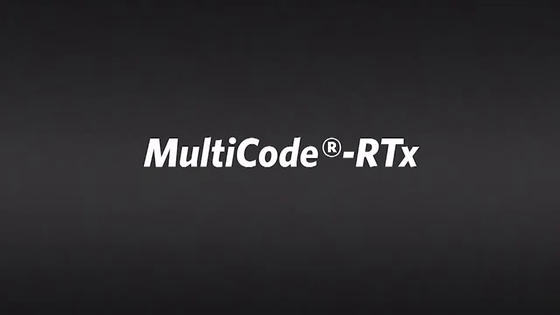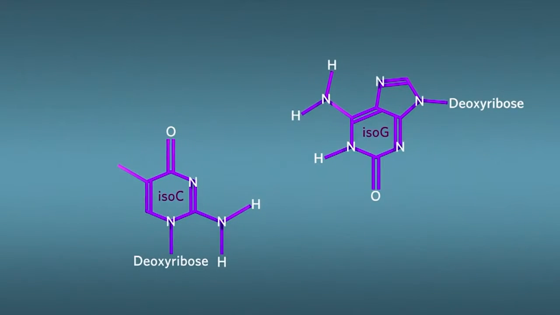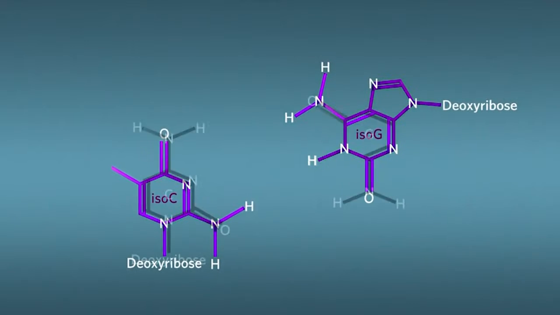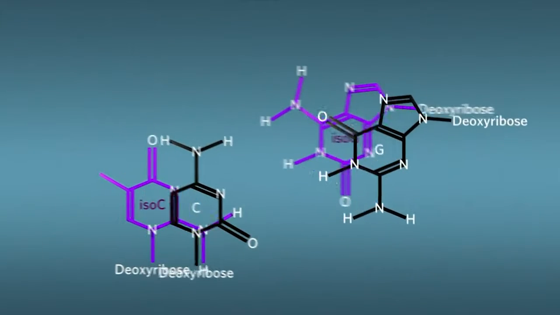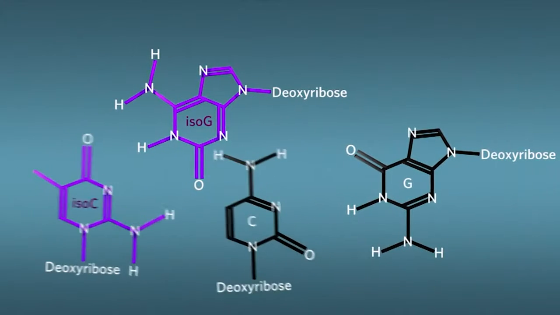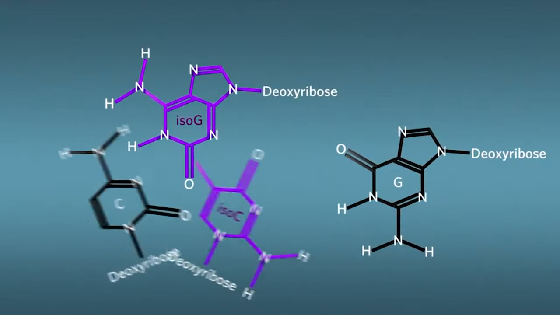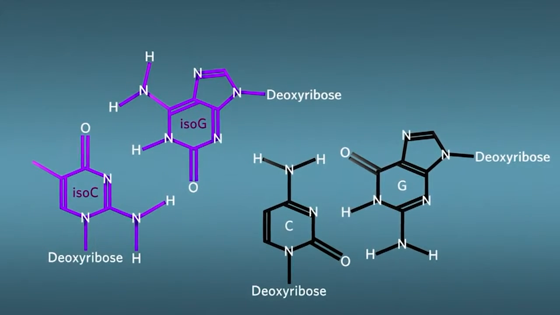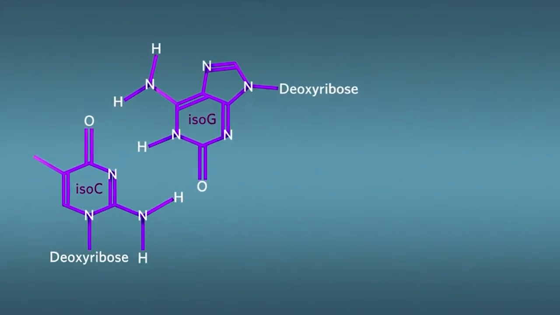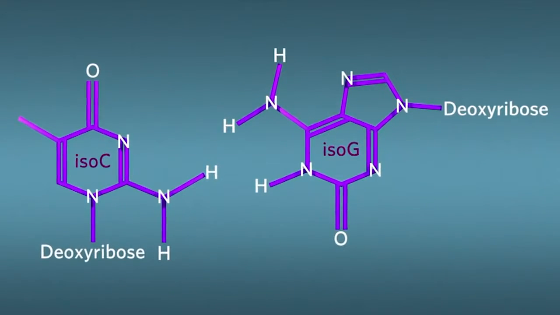Central to the MultiCode RTx technology is the modified base pair ISO-C and ISO-G. The MultiCode base pair differs from the naturally occurring base pairs in the directionality of the hydrogen bonding pattern. As a result, ISO-G will only effectively base pair with ISO-C. This property enables the development of probe-free, real-time PCR systems that match the specificity and sensitivity of probe-based systems.